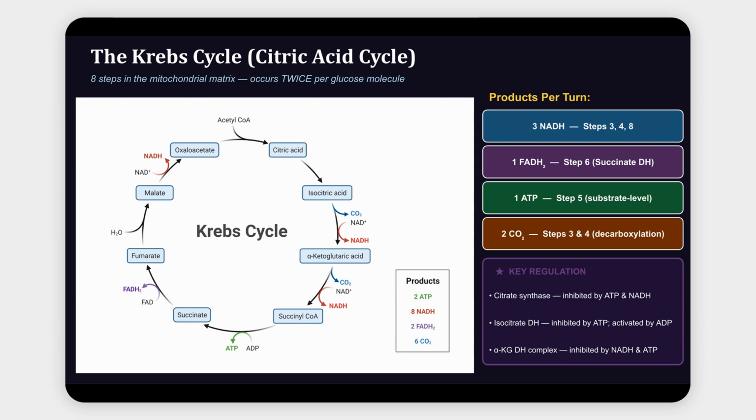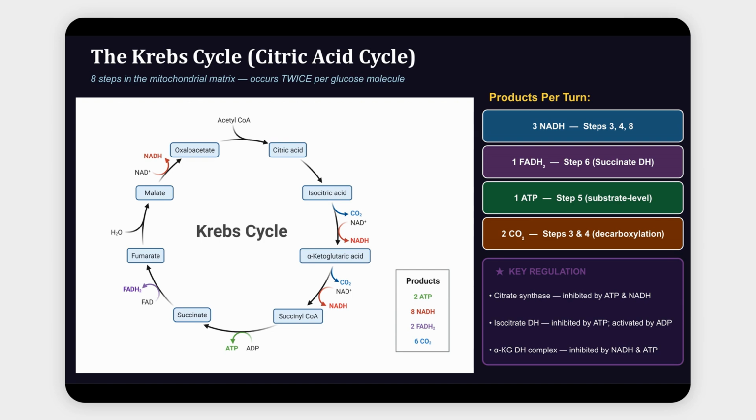In the sixth step, succinate dehydrogenase oxidizes succinate to fumarate, reducing FAD to FADH2. Crucially, this enzyme is physically embedded in the inner mitochondrial membrane. It is actually complex 2 of the electron transport chain, meaning FADH2 is produced right where it needs to be used. Don't forget that.